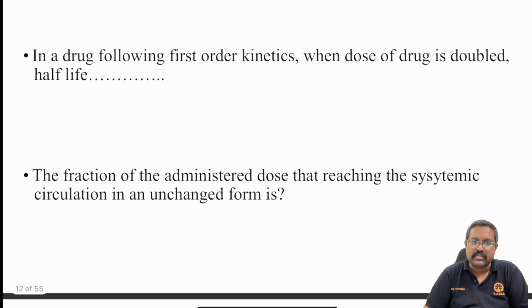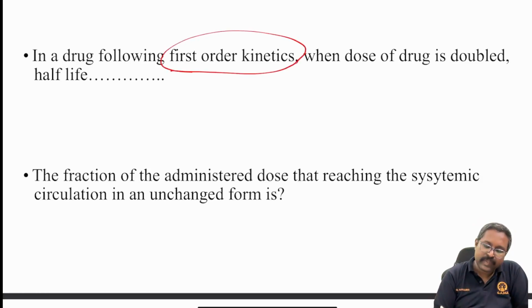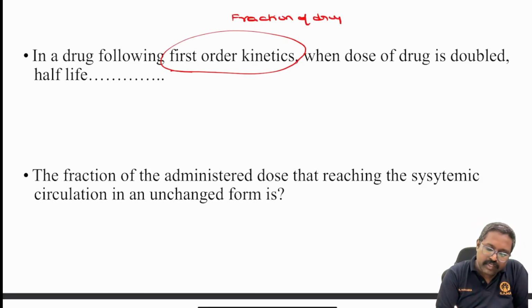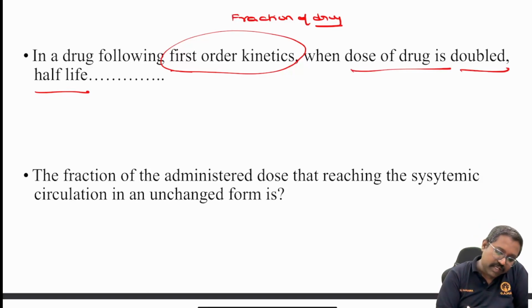Okay, next is the concept of first order kinetics. What will happen, for example, in a drug following first order kinetics? That means a fraction of the drug is eliminated, even when the dose of the drug is doubled. What will be the half-life? Whenever you double the dose, the half-life will remain constant. So this you need to understand.